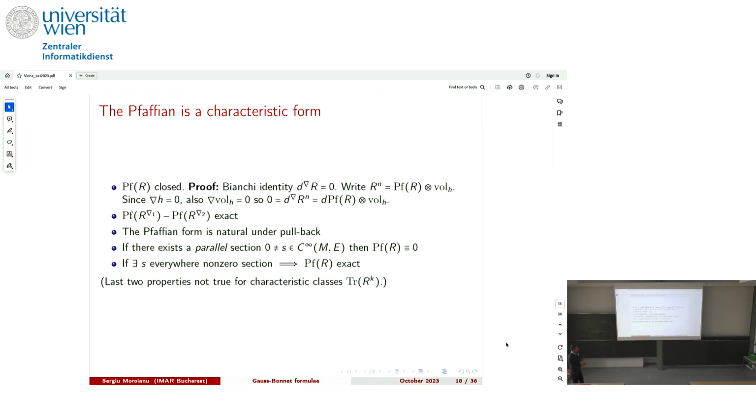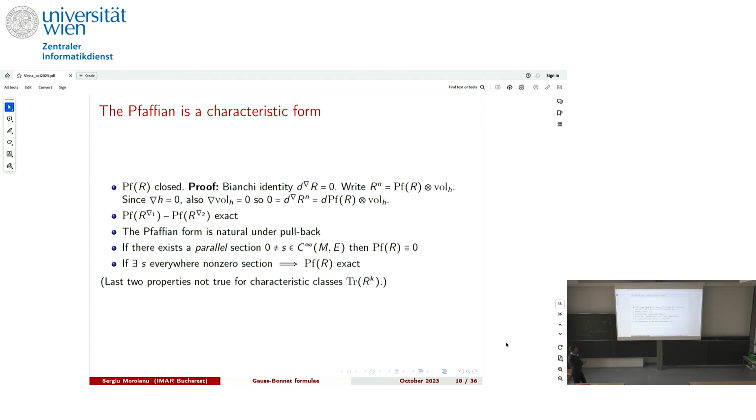It is a 2n form. No, my manifold has no dimension n, 2n, it has any dimension. The fibers, so it's a slightly more general setting. You take a vector bundle of rank 2n, but the base can be anything. Okay, so it is closed.